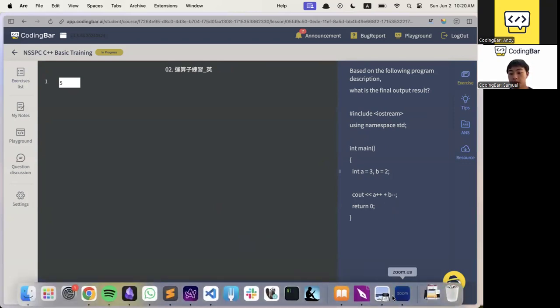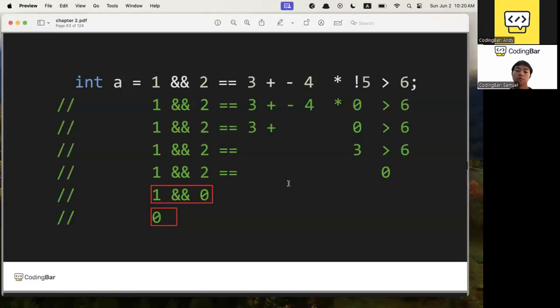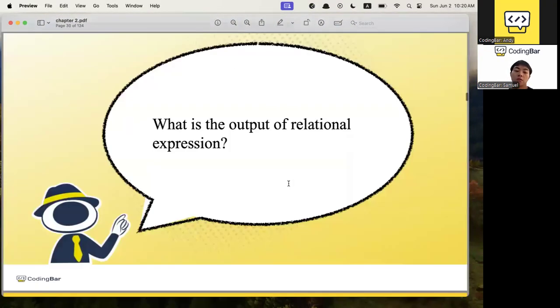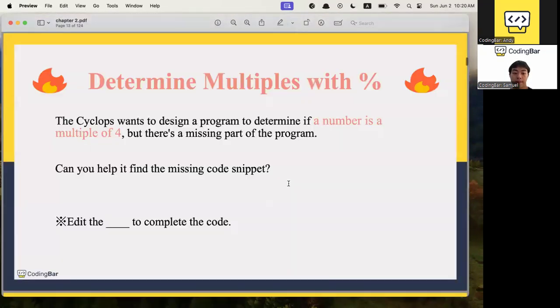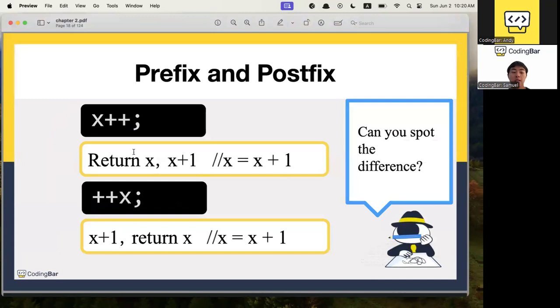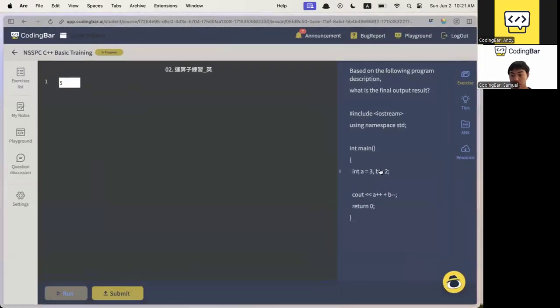So remember here, A plus plus, return A first, and then we let A equal A plus 1. Okay, remember this? Now, A plus plus, return A first. So return 3 first. B minus minus also is the same. Return B first. So it's 3 plus 2, which will be 5. But after A is being returned, A equal A plus 1.